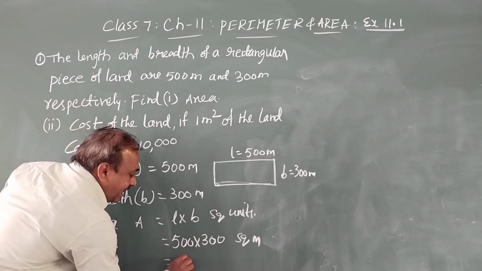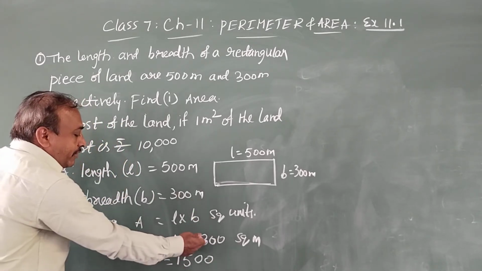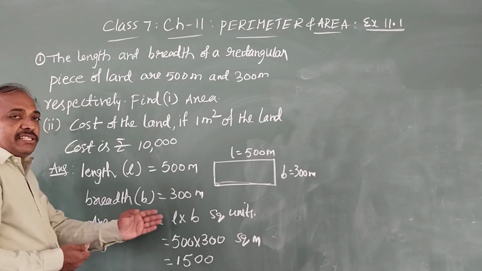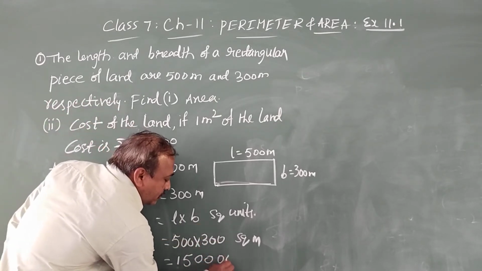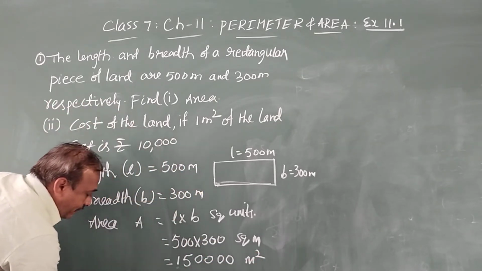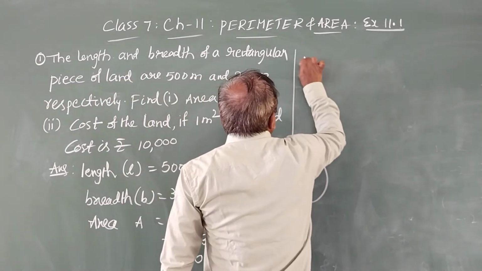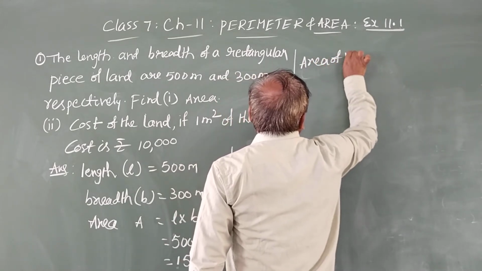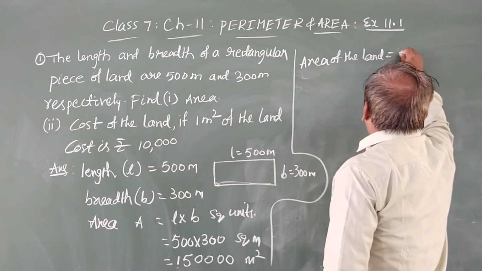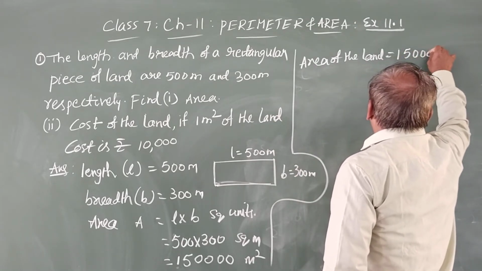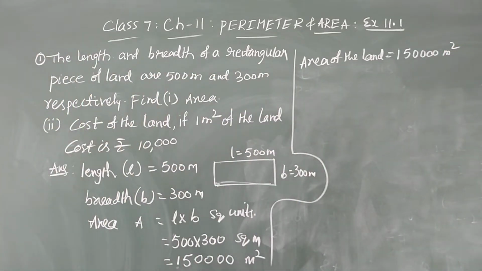5 into 3 is 15, and besides that, there is an easy way of multiplication. As on the right side we have zeros, we multiply the numbers and we place as many zeros as there are on the right side of the number. From 5 threes are 15, then 4 zeros. So this is meter square. So the area of the land we got, this is the area we got for the land.